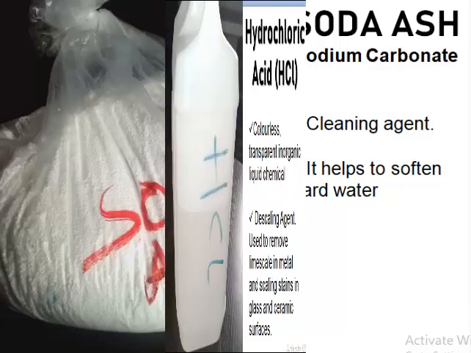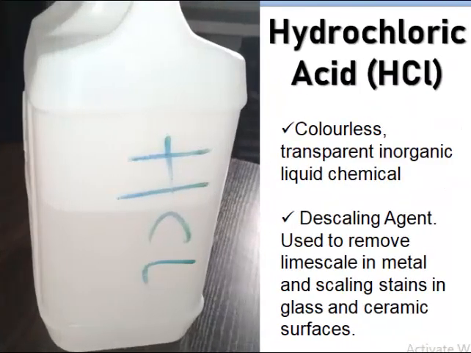The most powerful chemical here is hydrochloric acid. It's a colorless inorganic liquid chemical, and when you open this or you pour it, it releases flame, and if you perceive it, it can shock you. And this particular chemical is the scaling agent. It helps in removing limescale or dirt away from metals, glass, and ceramic. So it's the most powerful chemical in this particular combination and is the most effective chemical in this preparation.